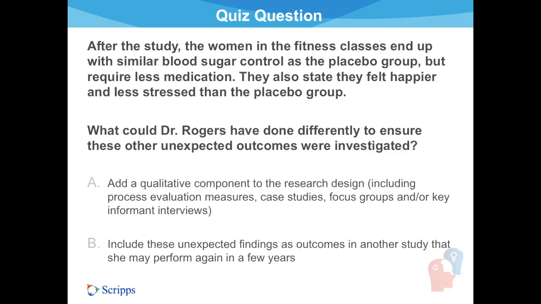A. Add a qualitative component to the research design, including process evaluation measures, case studies, focus groups, and/or key informant interviews. B. Include these unexpected findings as outcomes in another study that she may perform again in a few years. A is the correct answer. Adding a qualitative measurement would help capture these other benefits to the intervention.